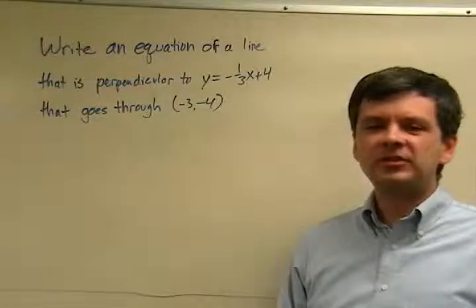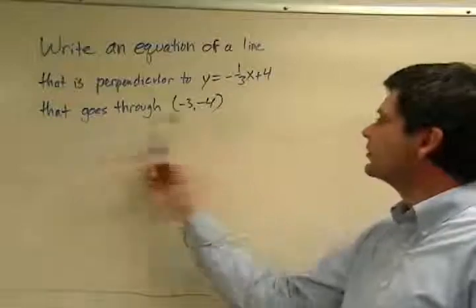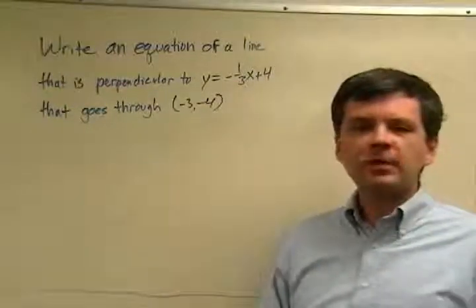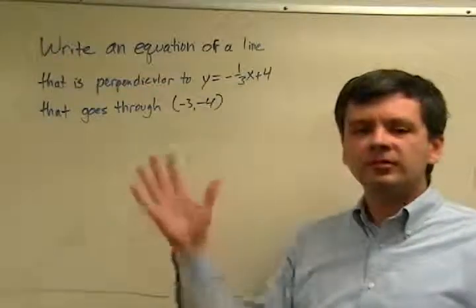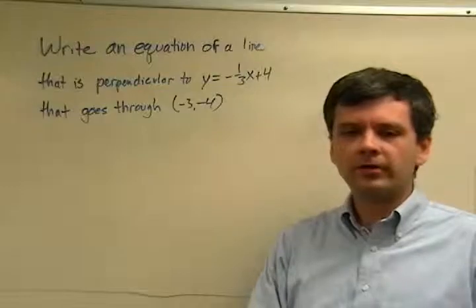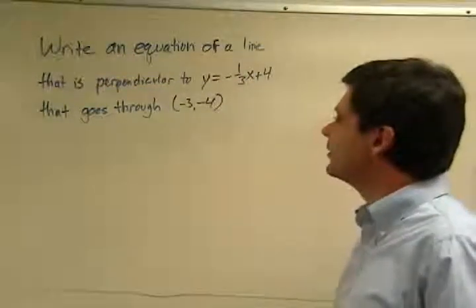This problem asks you for the equation of a line that is perpendicular to a certain line and goes through a certain point. If you understand how to do this problem, that's probably good enough. Because it involves several different things, if you know how to do this problem, you will probably know how to do all of the homework and all of the questions on the test. So let me explain how to do this.